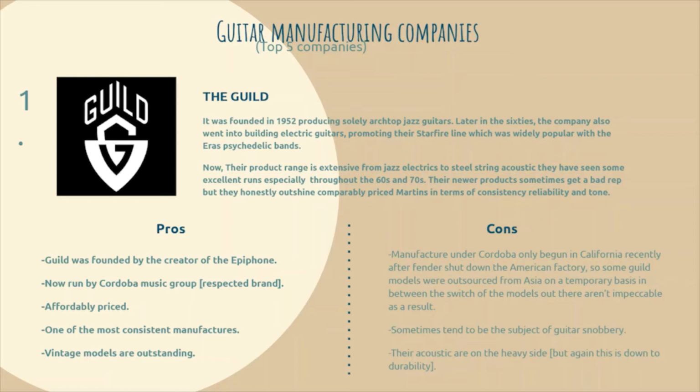Their newer products sometimes get a bad reputation, but honestly outshine comparably priced Martins in terms of consistency, reliability, and tone. Their pros are as follows. Guild was founded by the creator of Epiphone. It's now run by the Cordoba Music Group, which is a respected brand. It's affordably priced. It's one of the most consistent manufacturers, and the Guild vintage models are outstanding.